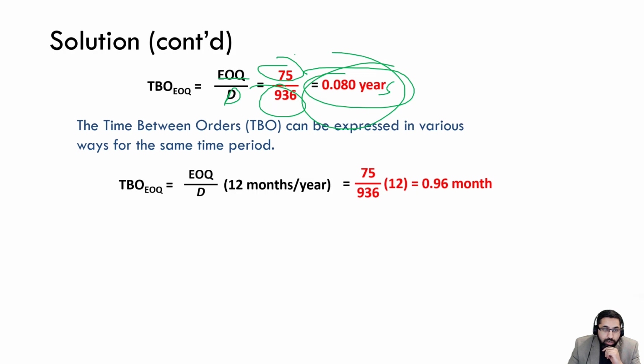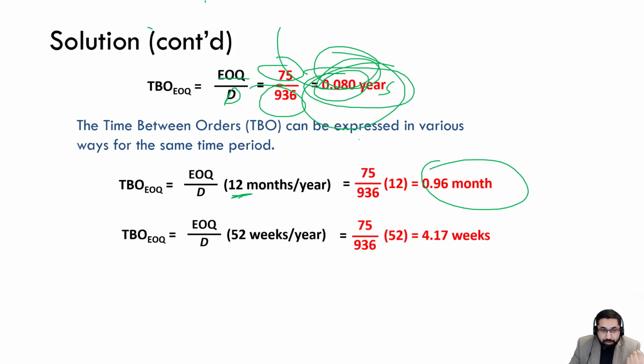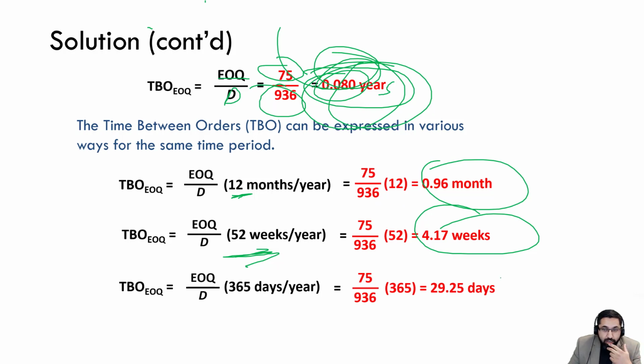So if you want the time between orders in months, just take the 0.08 that you got here, multiply it by 12, and you get 0.96 months. So approximately once a month we're going to be ordering. You can convert it into weeks by multiplying the 0.08 years by 52 weeks per year, and you get 4.17 weeks, which is about a month. You can convert it into days: 29.25 days. Time between orders is useful to know because you know that approximately this many days or this many weeks you have to place an order with the supplier.